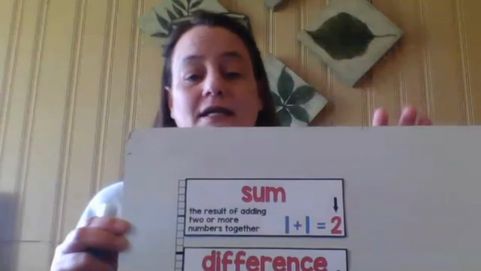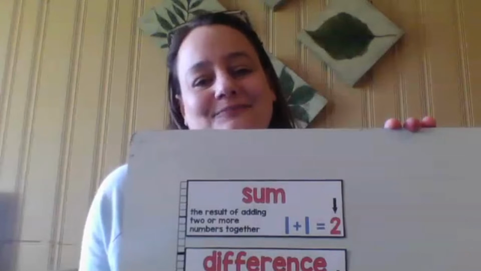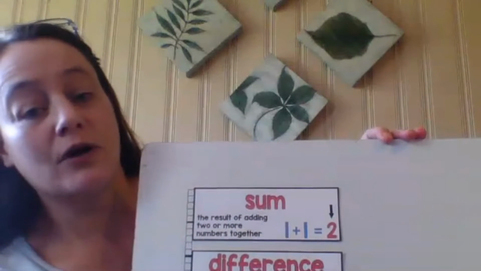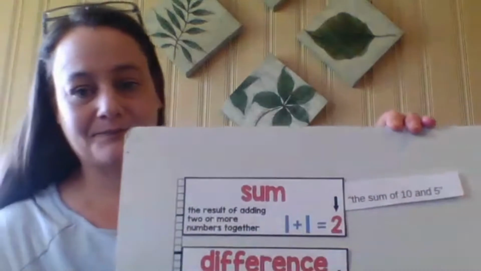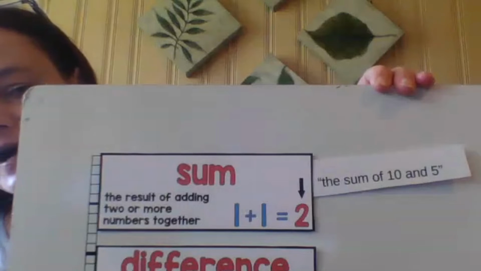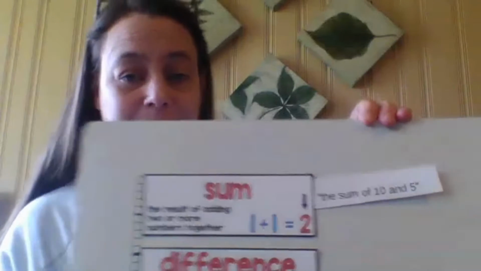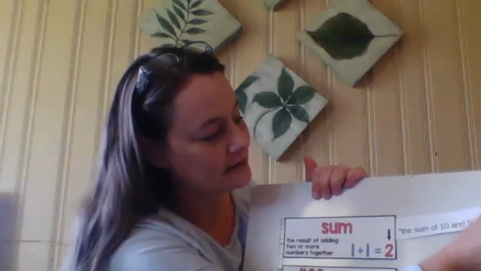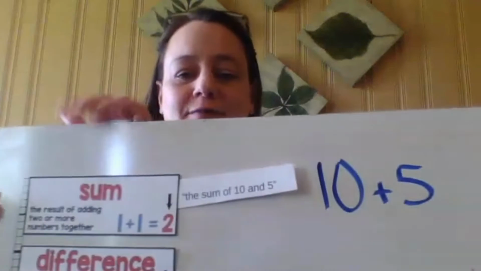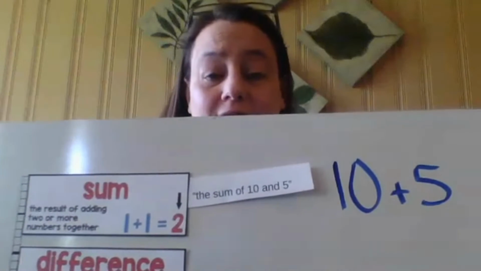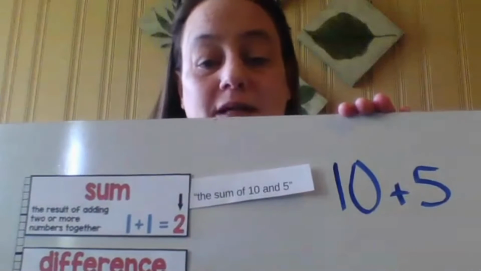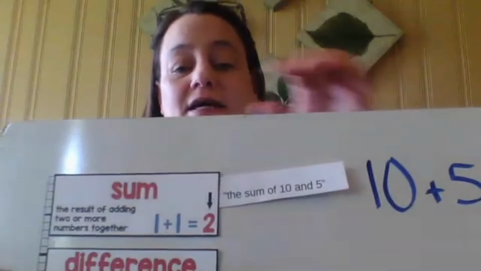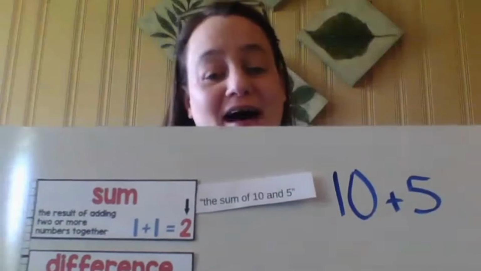The first one that I have here is sum. Anytime you see the word sum, you add. So what that would look like in word form would be, what is the sum of 10 and 5? Now we're going to write that. So in numbers, it would look like 10 plus 5. So sum is to add. An example of using words would be, what is the sum of 10 and 5? And then this would be your expression, 10 plus 5.